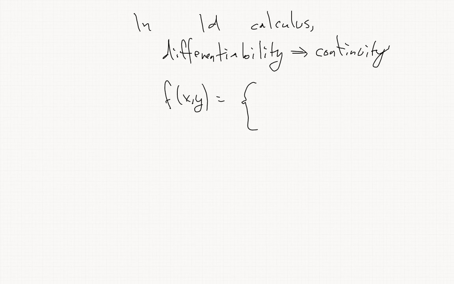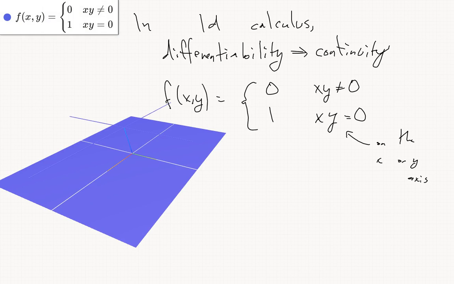equals 0 if xy is not equal to 0, and 1 if xy is equal to 0. So xy equaling 0 is equivalent to saying that this is on the x or y axis. One of these two, one of x or y is equal to 0. So here is the graph of that function.